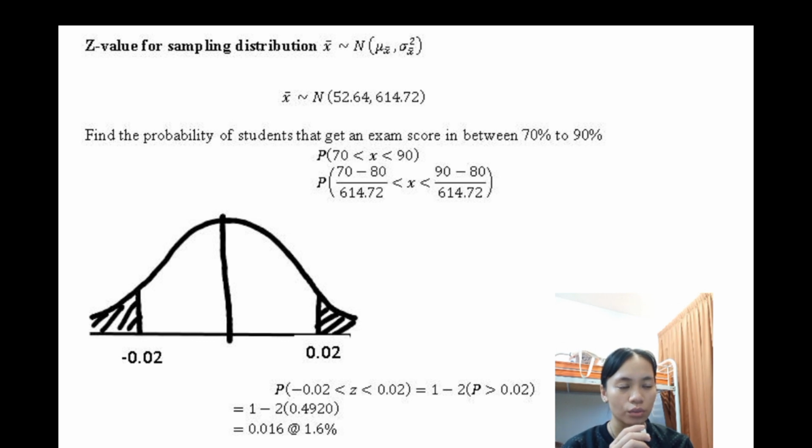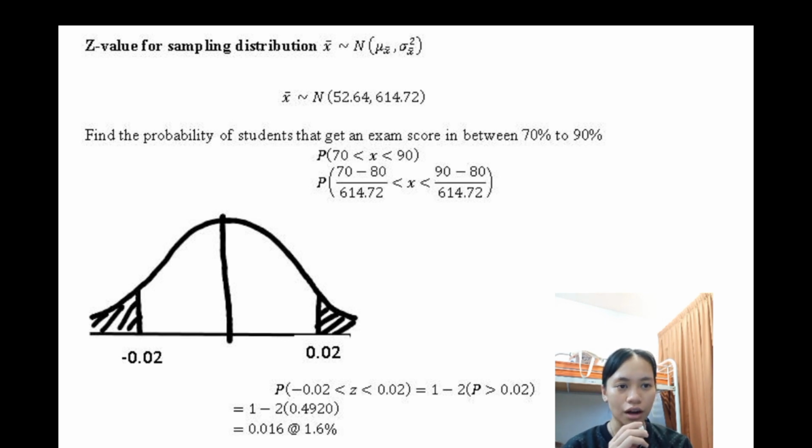The first one on the left side is 70 minus 80 divided by 614.72, which is our variance. And the next one on the right side is 90 minus 80 divided by the variance. The reason that we subtract 80 is because 80 is in between 70 and 90.